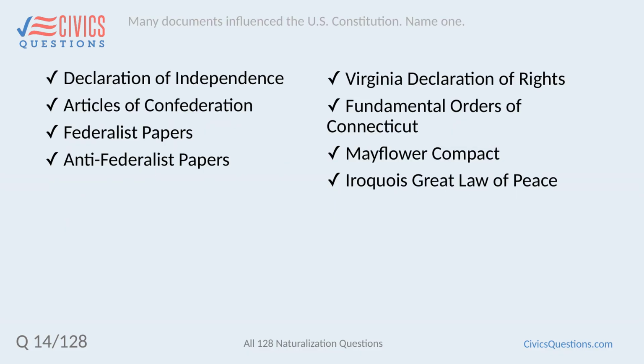Declaration of Independence. Articles of Confederation. Federalist Papers. Anti-Federalist Papers. Virginia Declaration of Rights. Fundamental Orders of Connecticut. Mayflower Compact. Iroquois Great Law of Peace.